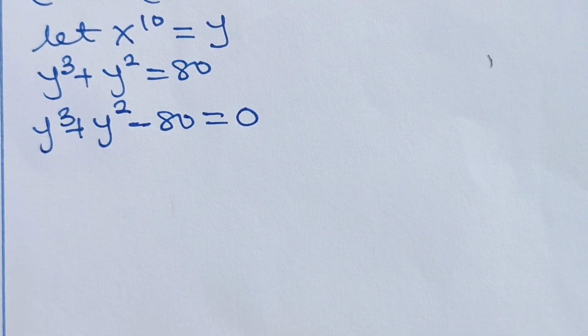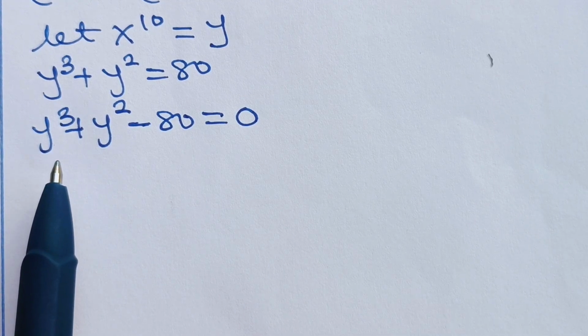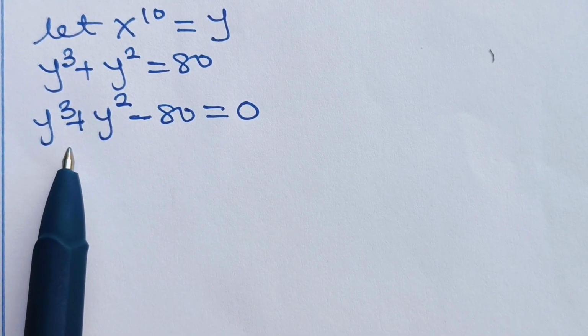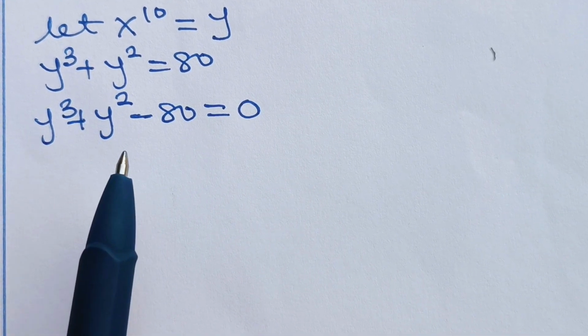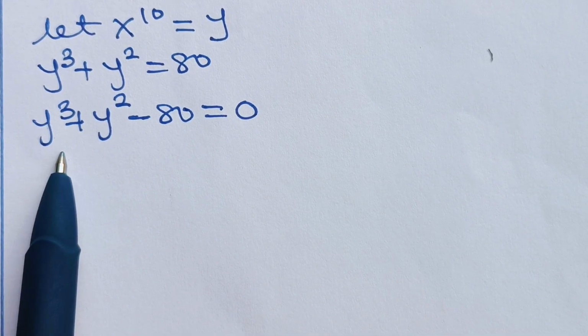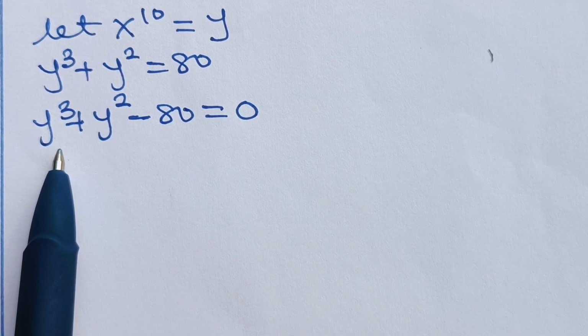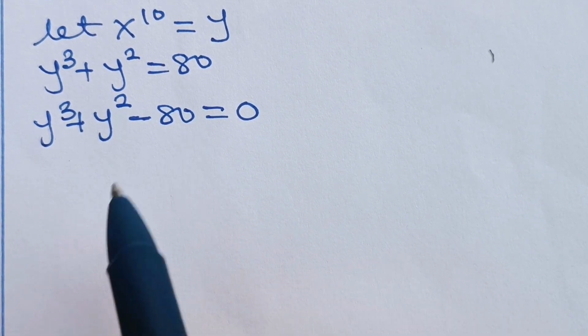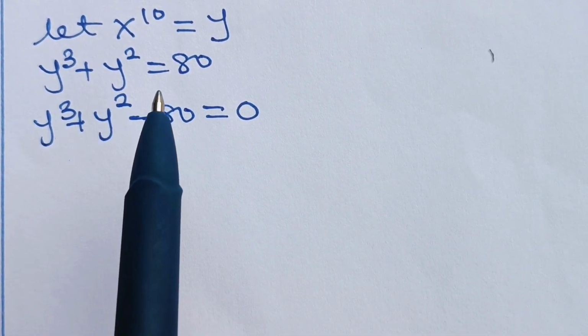Now what we have here is what is called a cubic polynomial, and when you have a cubic polynomial, there are so many ways to solve it, but the one I'm going to use is going to be faster. So what do I mean by that? I'm going to use synthetic division.